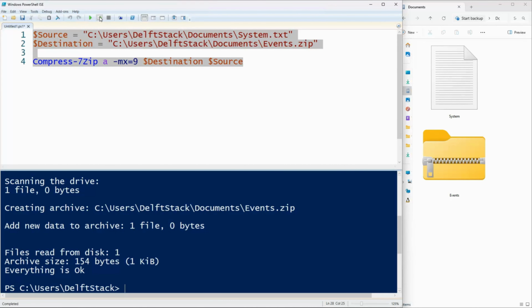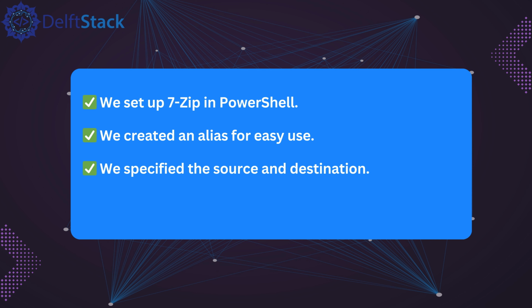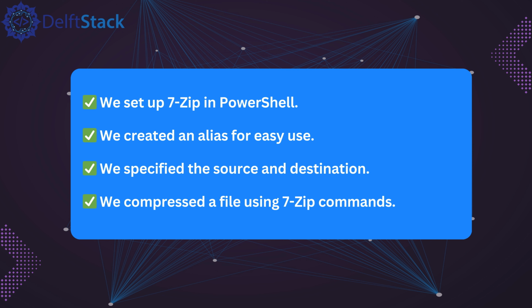After running the command, check your destination folder. You should see the compressed file there. Let's quickly recap what we did. First, we located and assigned the 7-Zip path. Next, we created an alias for easier commands. Then we defined the source and destination paths. Finally, we ran the compression command using 7-Zip.